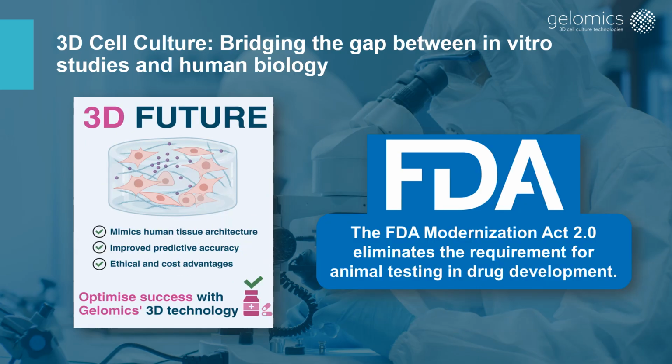I'd like to quickly touch on the FDA Modernization Act 2.0. Passed in December 2022, the Act permits the use of alternatives to animal testing for preclinical drug development, such as advanced cell-based assays and computer models. This shift allows us to use 3D models to bridge the gap between in vitro studies and human biology while reducing costs, aligning with the FDA's updated guidelines, and overcoming ethical concerns tied to animal testing.